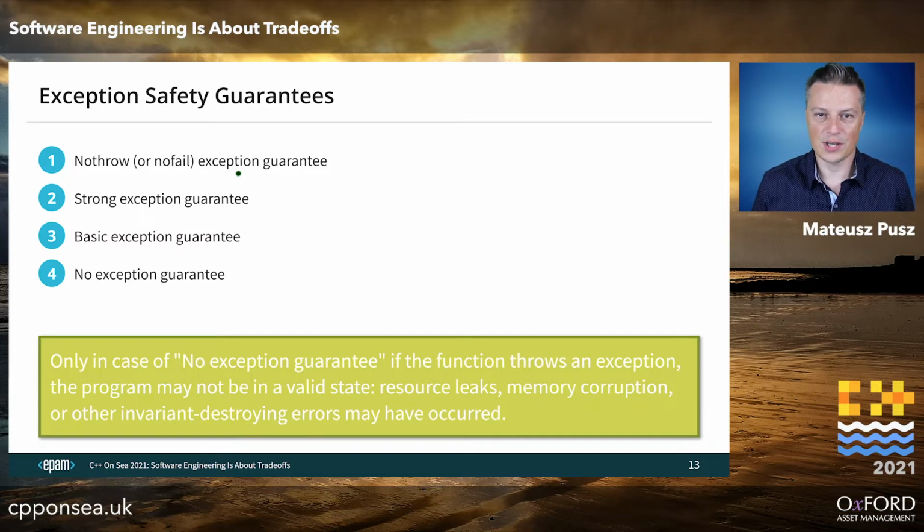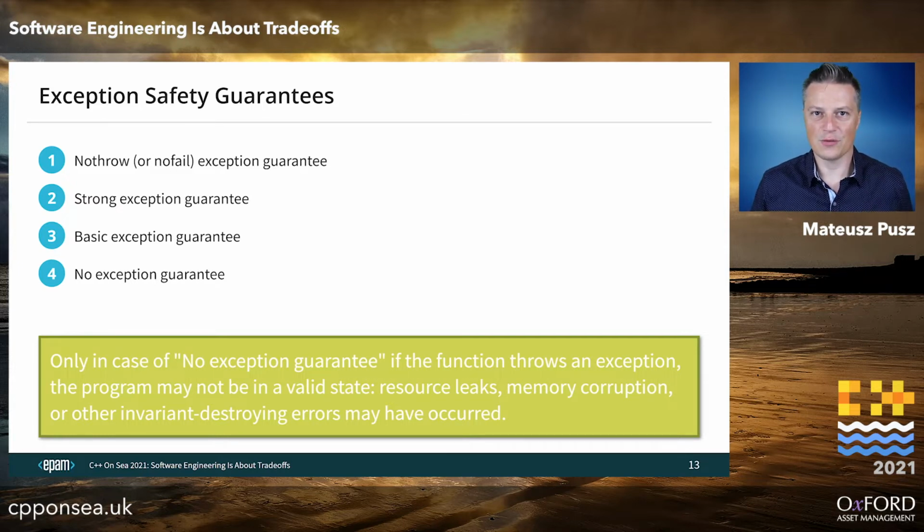No-throw, of course, means that an exception will never happen. An exception will never, for example, leave this function. And then we have strong and basic. Strong exception safety guarantee means that even if an exception happens during the execution of some function, then the state of the application, when you catch the exception outside of this function, is as if this function was never called, like it never happened.